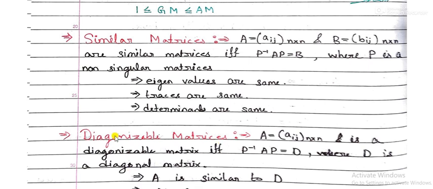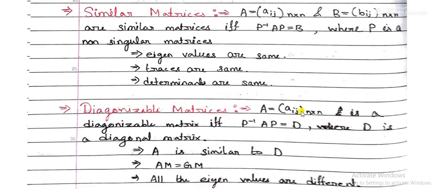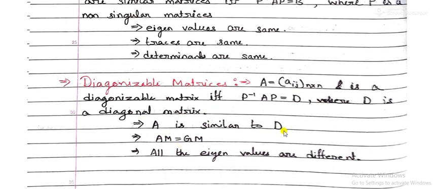Now, what is a diagonalizable matrix? A is said to be a diagonalizable matrix if and only if P inverse AP equals D, where D is a diagonal matrix. So A is similar to D. A and D are similar matrices. This is the first condition. The second condition is that algebraic multiplicity equals geometric multiplicity. For that, the sufficient condition is that all the eigenvalues are different for a diagonalizable matrix.